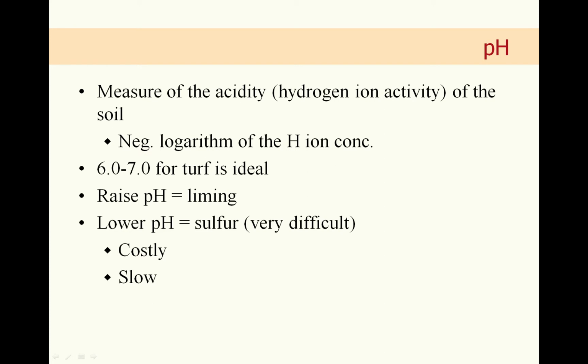pH is a measure of the acidity of the soil, essentially measuring hydrogen ion activity. 6 to 7 on the pH scale is ideal for turf, so slightly acidic. 7 would be neutral, anything below is acidic, anything above is basic. You can raise the pH quite easily by liming, using liming materials, which we'll talk about in a minute. You can lower the pH as well using sulfur applications, but it's quite difficult, and it depends on the buffering capacity of the soil. This is explained in greater detail in your text, and I would encourage you to read that section.